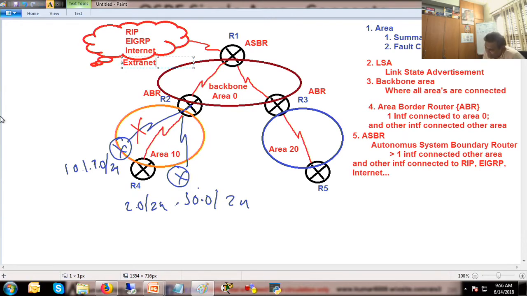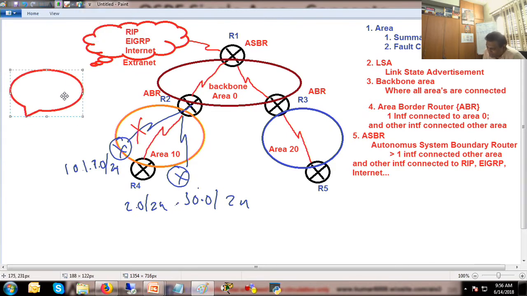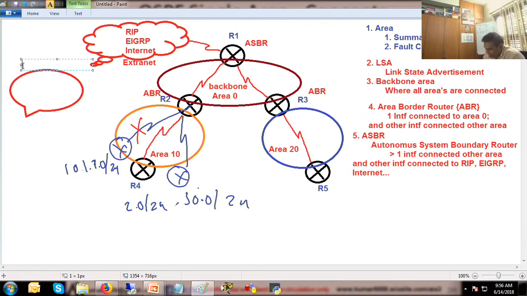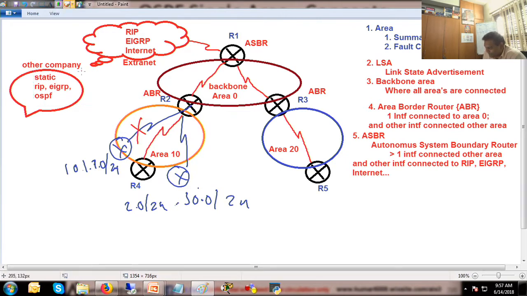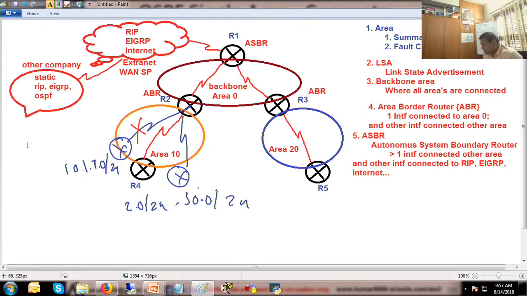Then the other company may have anything. I don't know what he is having. It is something like your other company. What may he have? He may have static, RIP, EIGRP, OSPF, anything. Doesn't matter. But I am not connecting directly. I am connecting through a WAN service provider. Are you able to understand this? Understood.